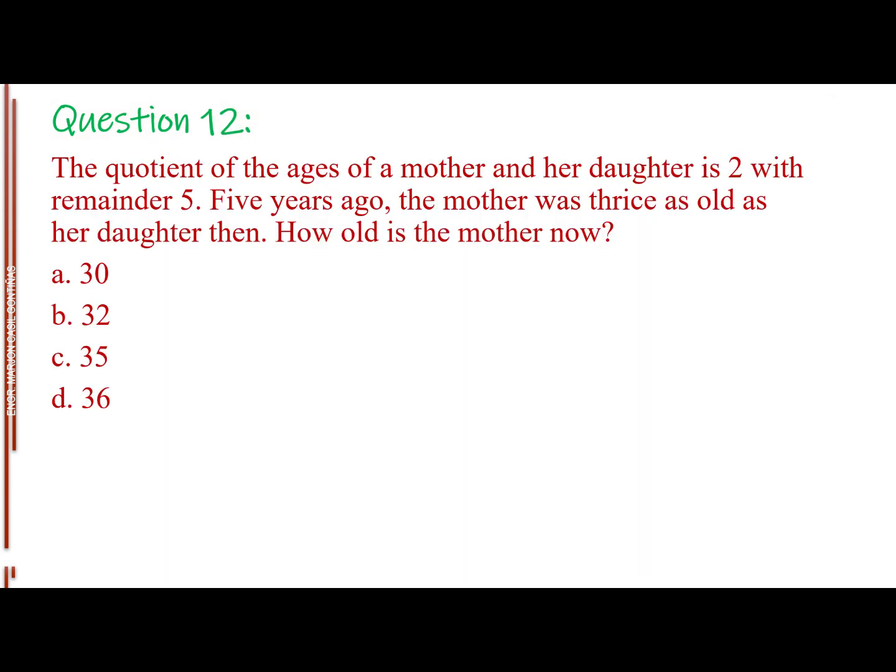The quotient of the ages of a mother and her daughter is 2 with remainder 5. 5 years ago, the mother was thrice as old as her daughter then. How old is the mother now? Letter A, 30, letter B, 32, letter C, 35, letter D, 36. Your timer starts now.